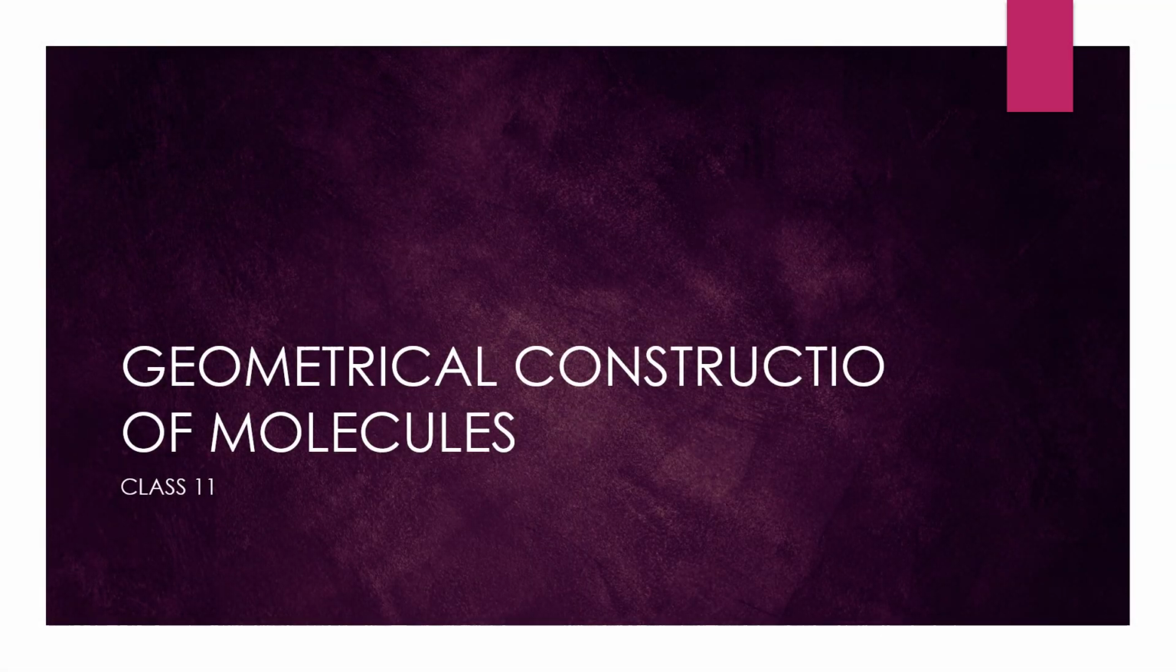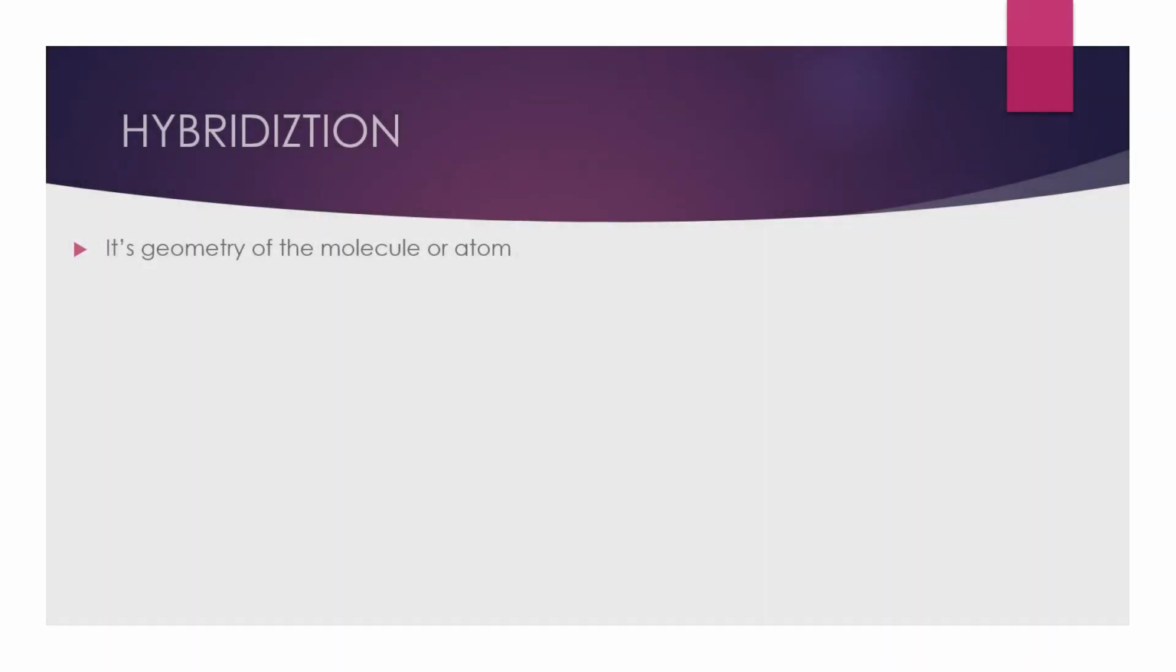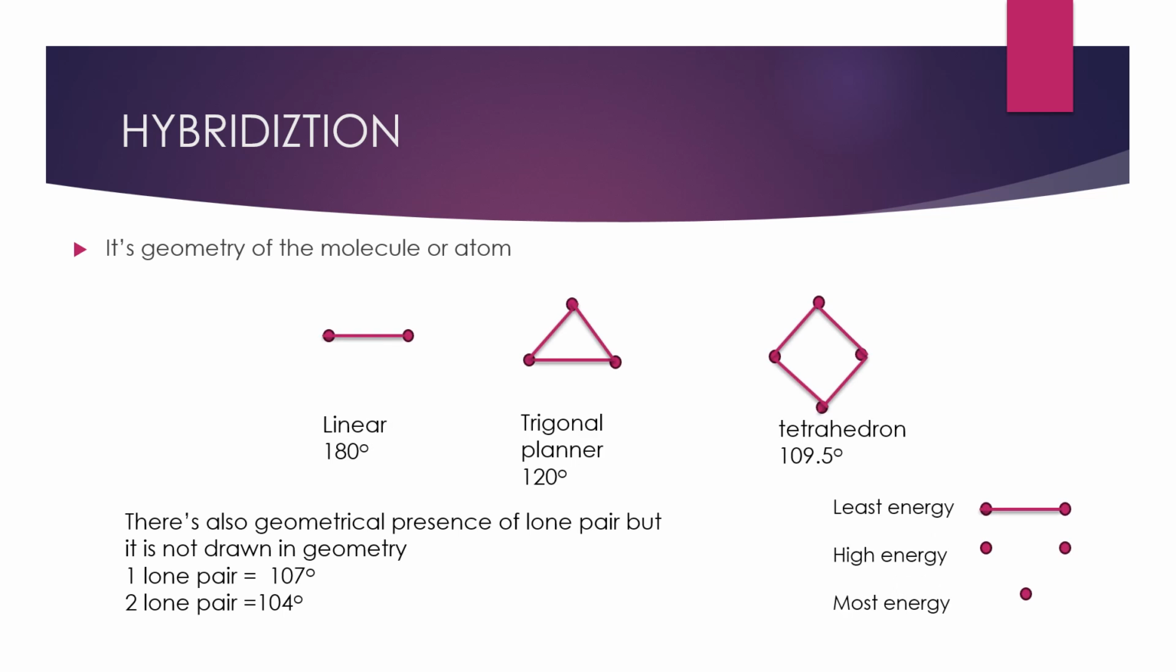The geometrical construction of molecules, or we can say the representation of molecules. In the previous lecture, I taught you about the construction, or hybridization, of molecules. So hybridization, or we can say the geometrical representation of a molecule, means the construction or shape of that molecule.